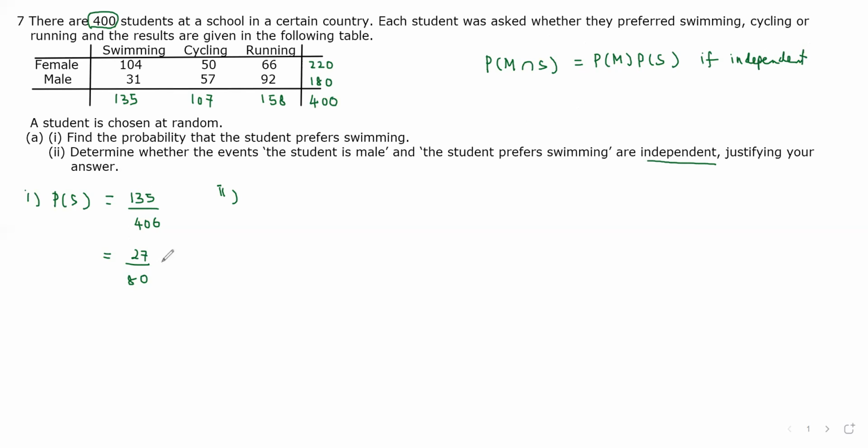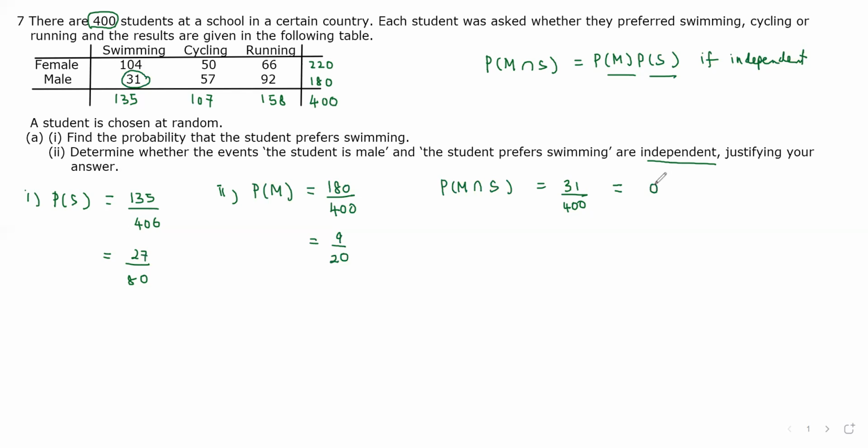The probability that a student prefers swimming is 27 over 80. The probability of a male student: in total, there are 180 male students. This is 180 over 400, which gives us 9 over 20. Now, the probability of male swimmers, male and swimming, there are 31 of them. So we have 31 over 400. Now we want to check whether this is the same as the product of the probability of male and the probability of swimming.